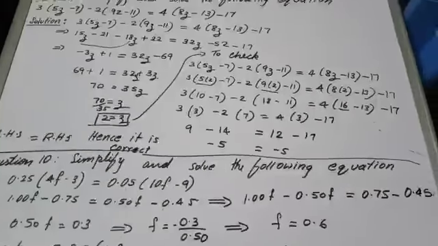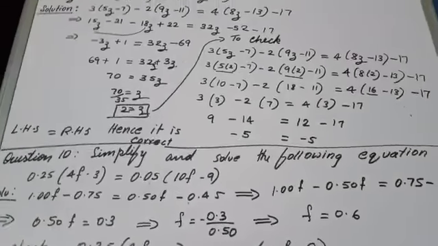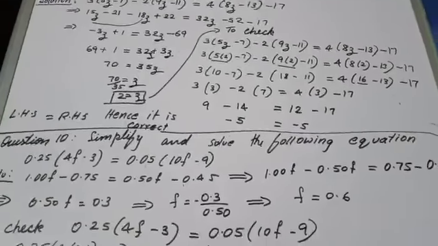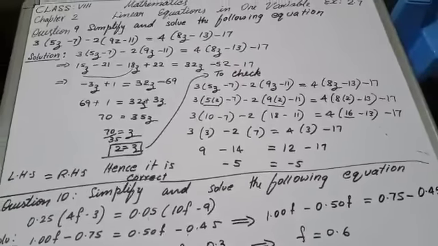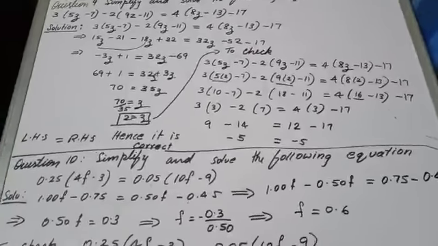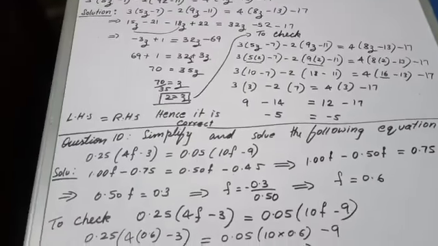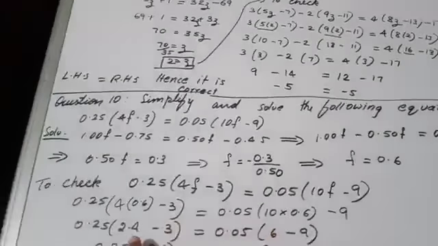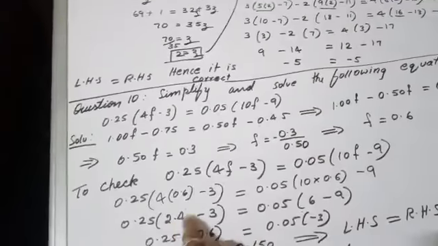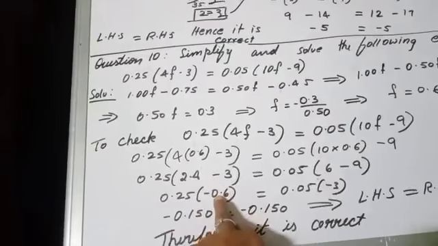But whatever you are doing, we have to do with the decimal. 0.25 into (4f minus 3), 0.05 into (10f minus 9). In this way, we put the f value 0.6. If we substitute 0.6, 6 4s are 24. 10 6s are 60. But here there is one decimal point. So here we get 2.4. 2.4 minus 3, we get minus 0.6.